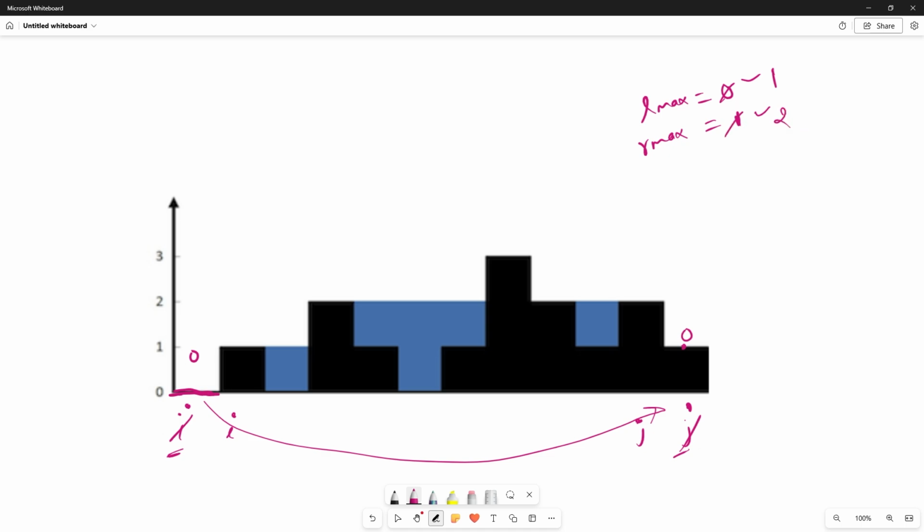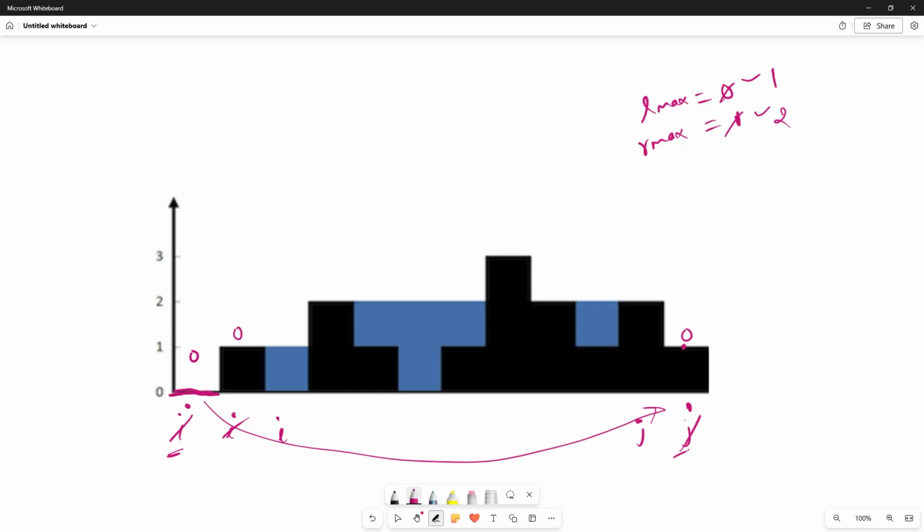Now at this position, Lmax is smaller than Rmax. So we'll collect water at ith position. So at ith position, we have Lmax as 1 and Rmax as 2. So amount of water will be Lmax minus the height we are standing on, that is 1 minus 1 multiply 1, that is 0. So 0 amount of water will be collected and we will move forward. So Lmax will still be same. Okay, so left maximum, that will be 1 only.